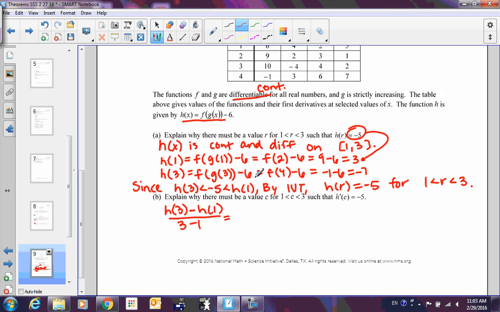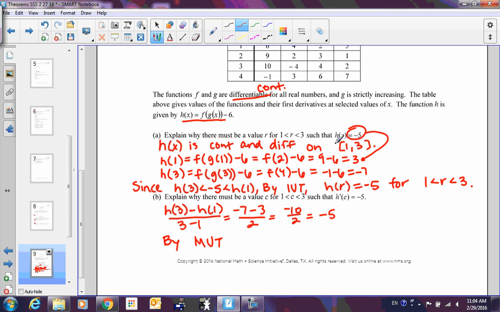Okay, so h of 3, I just found it up here. That's -7. H of 1 is 3. I can see this coming together already. This does equal -5. So because the average rate of change equals -5, the instantaneous rate of change has to equal -5. Okay, so by mean value theorem.